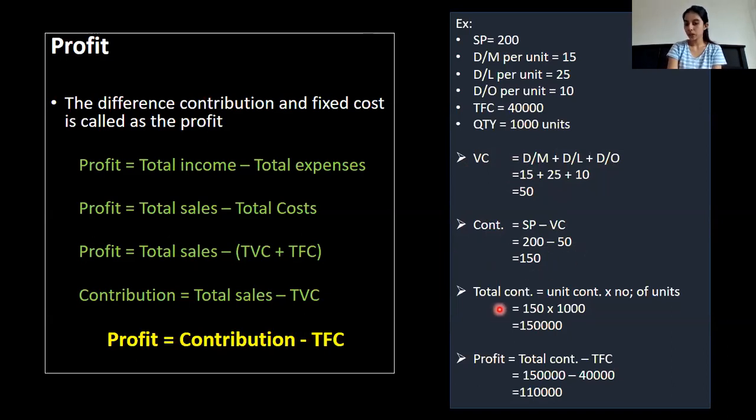And how do you calculate the total contribution? This per unit contribution times the number of units, 10,000. So 150 times 10,000 is 1,500,000. And how do you calculate the profit? It's the difference between total contribution and total fixed cost. Total contribution we computed as 1,500,000, and total fixed cost is already given as 40,000. So the difference between these two is the profit.